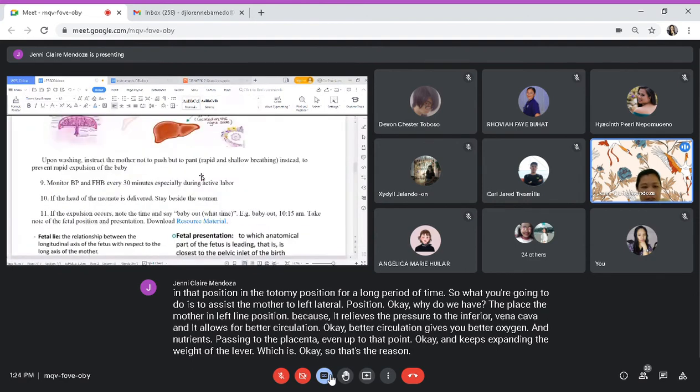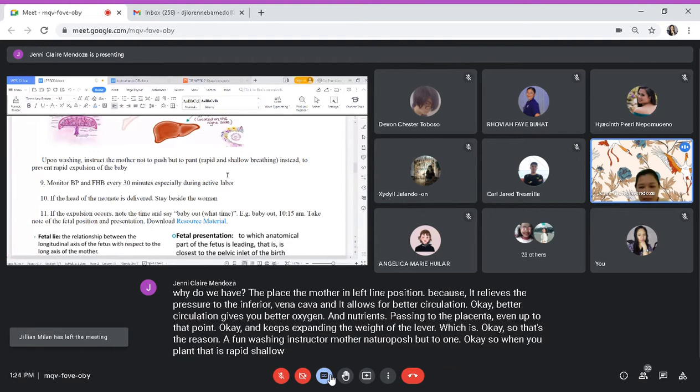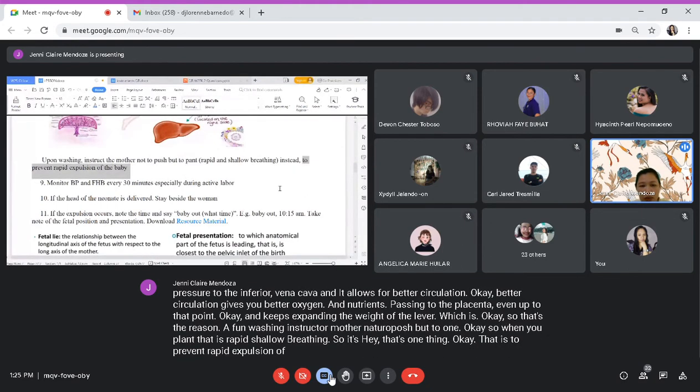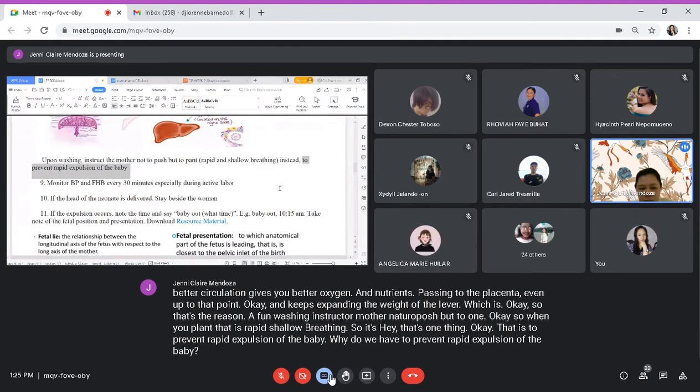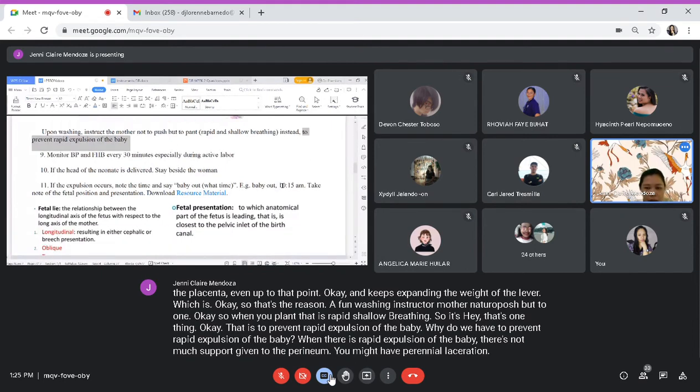Upon crowning, instruct the mother not to push but to pant. When you pant, that is rapid, shallow breathing. That is to prevent rapid expulsion of the baby. Why do we have to prevent rapid expulsion of the baby? When there is rapid expulsion of the baby, there is not much support given to the perineum. You might have perineal laceration. So that's one of your instructions.